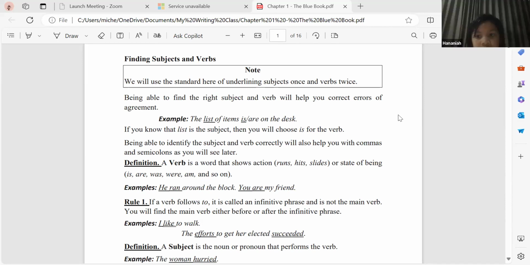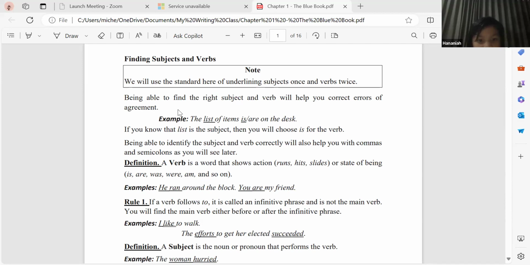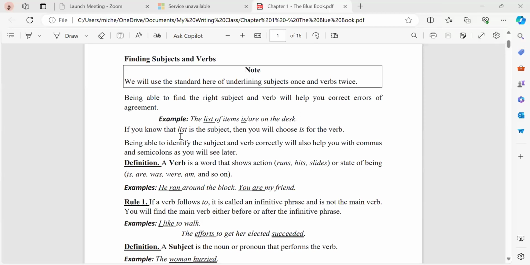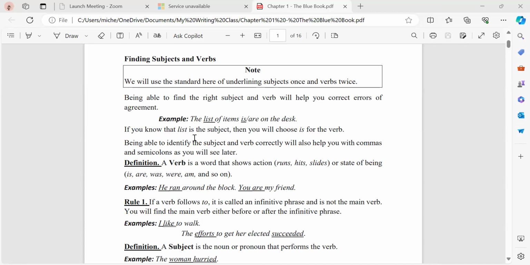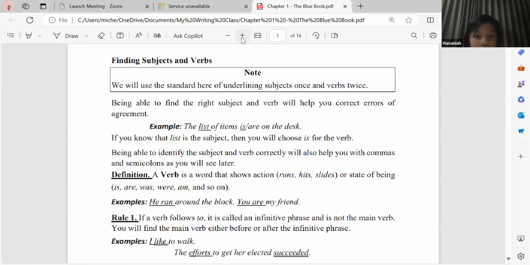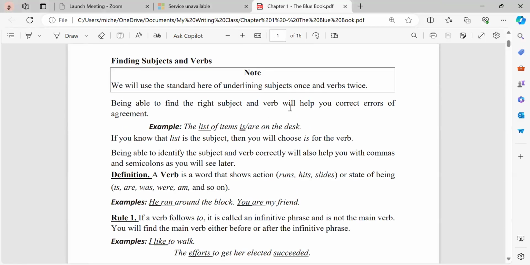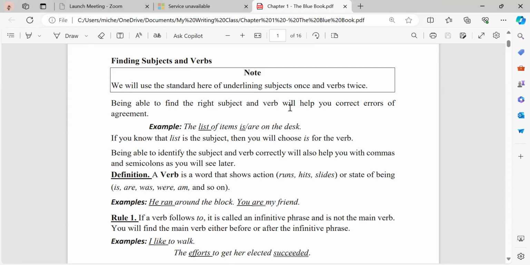Besides that, we also need to learn if the subject and verb agree, and that is why it's called subject-verb agreement. So for this one, this is the first example. The list of items is or are on the desk. So right here, zoom this out. I think most of you have this book already, so probably most of you can read it beforehand.